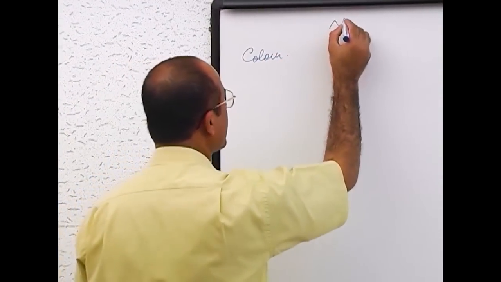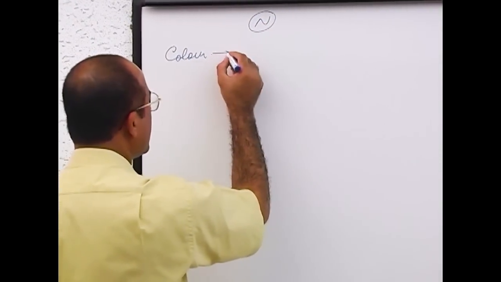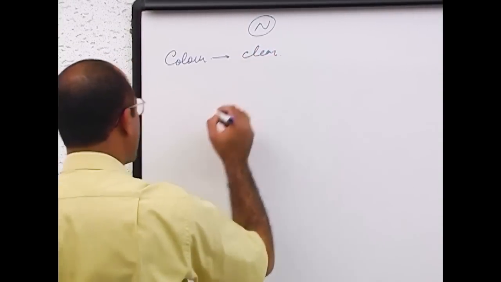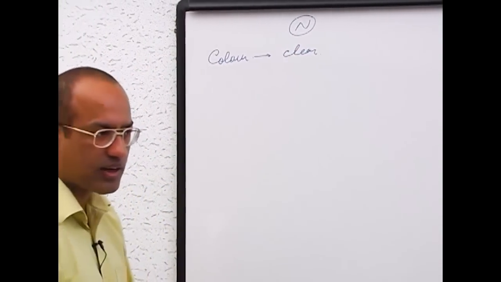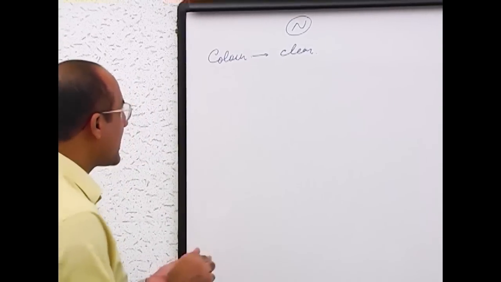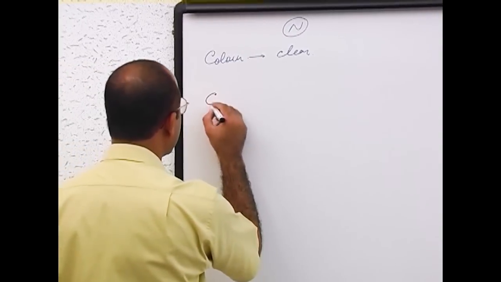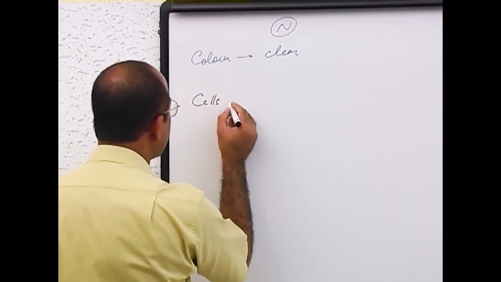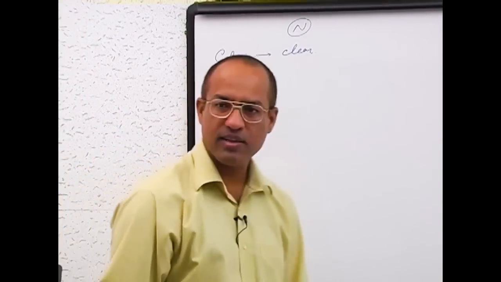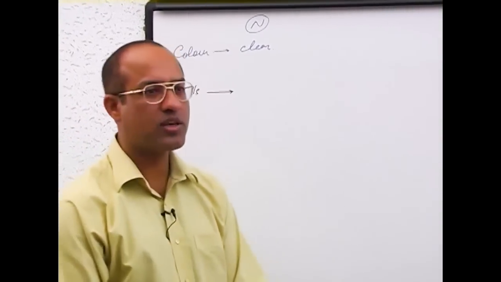In a normal person, the color of CSF is clear, crystal clear. That is number one, about the color. Number two, the cells in CSF. Do you think normally CSF has any type of cells?